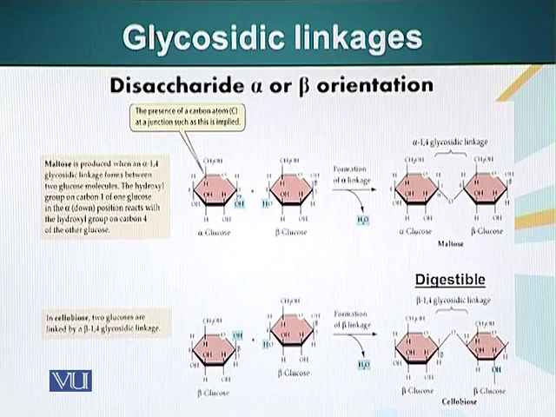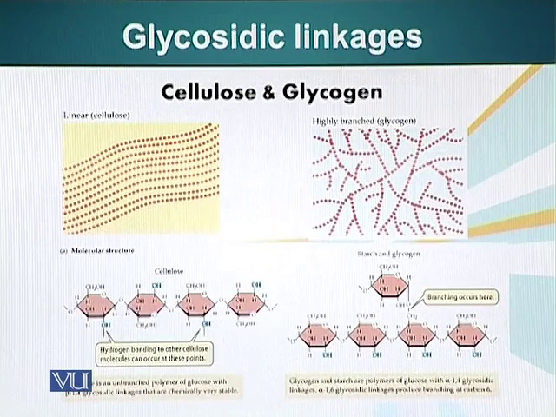Let's look at the consequences of alpha and beta bonds in the polymers. Cellulose is also a polymer of glucose molecules. In this case, the glucose molecules are linked by beta 1,4 glycosidic linkage. As I've mentioned, it is very stable and it is very hard to break this bond. Glycogen and starch are both similar molecules. There is relatively more branching in glycogen as compared to starch. These molecules have alpha 1,4 glycosidic linkages.